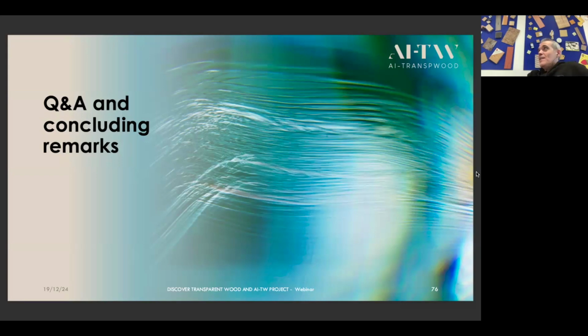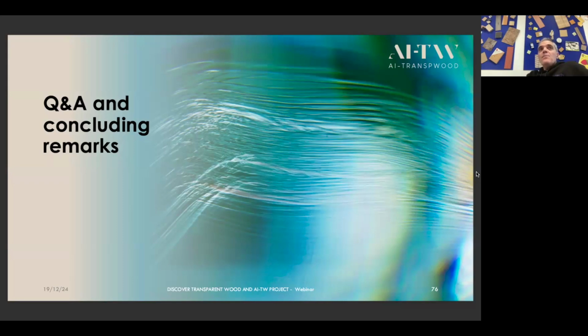Biodegradation does not depend only on the type of wood, but also on the resin that is infiltrated. So it's possible to use biodegradable polymers for infiltration, and it's reasonable to expect that the infiltration of bio-based polymers does not affect the overall biodegradability of the transparent wood.